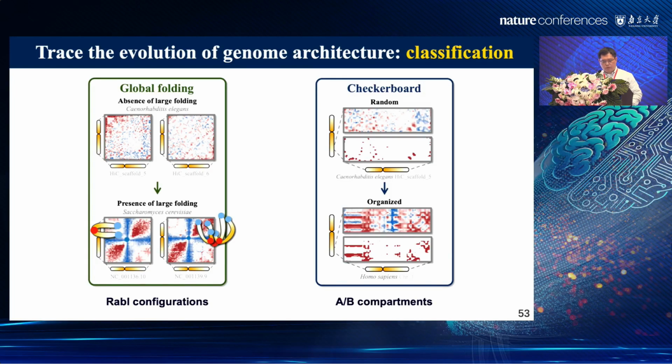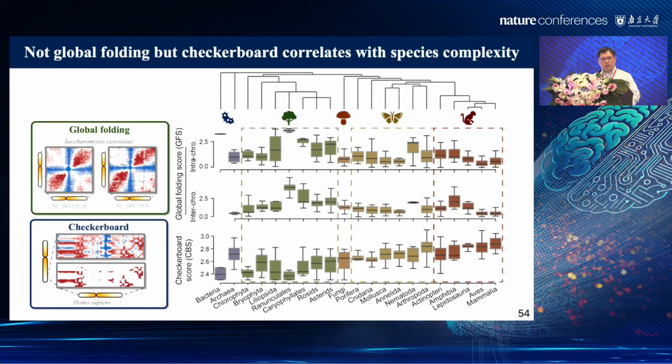Once we are able to do our classification and also quantification, we can really look at the entire evolutionary tree to see how the intensities of these two folding genome architectures evolve along the tree. What we can see here is that global folding, whether it's interchromosomal or intrachromosomal, doesn't go along with the tree very well. However, when we look at the checkerboard, it seems to correlate pretty well with the species complexity.